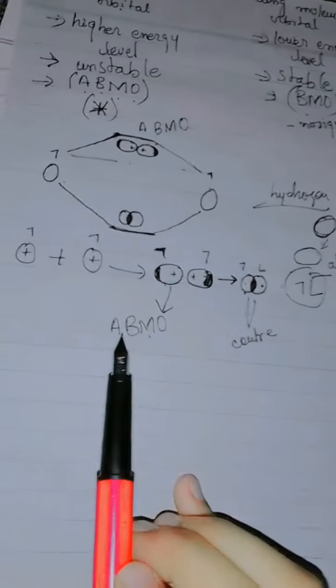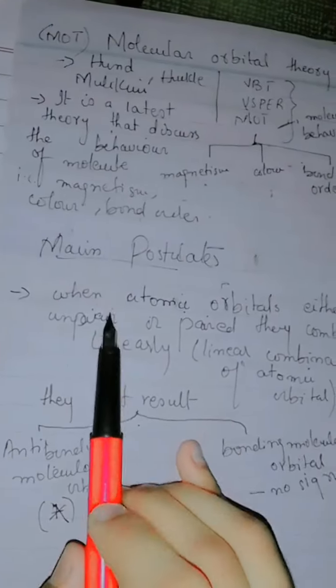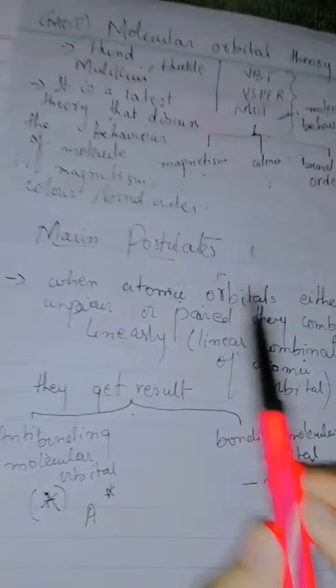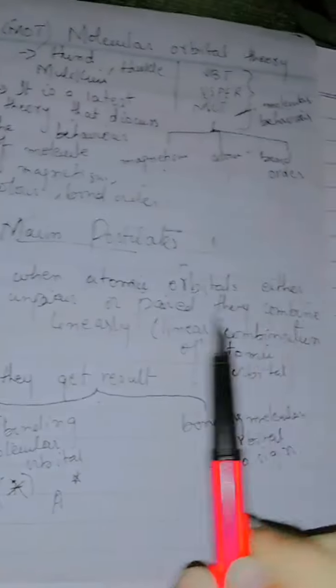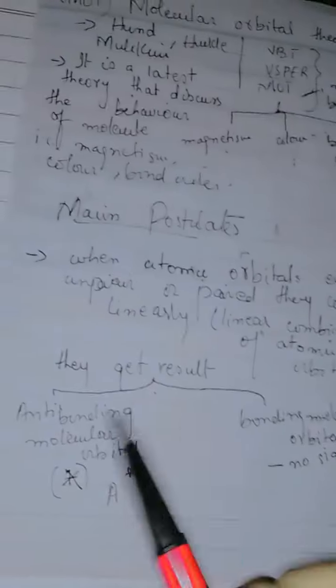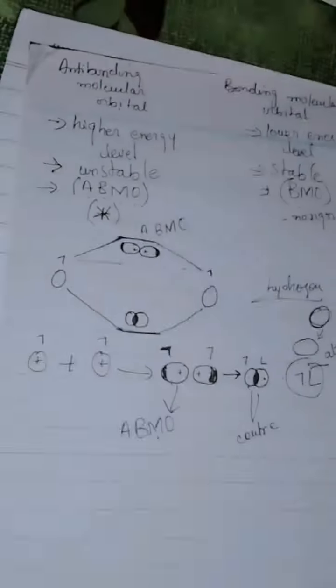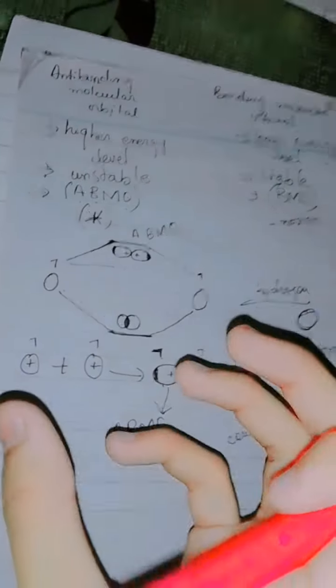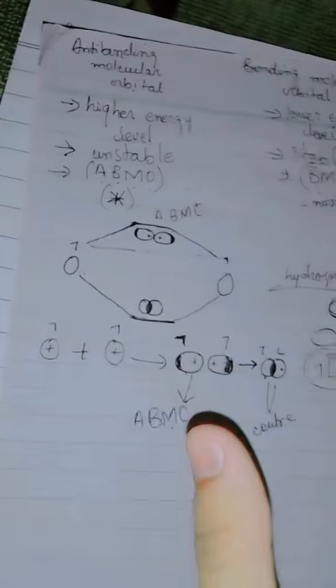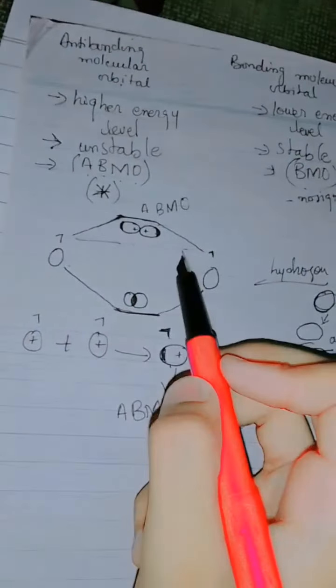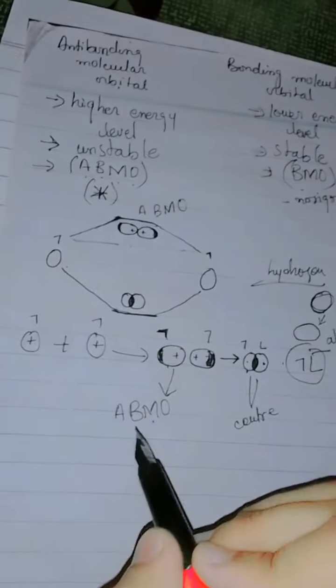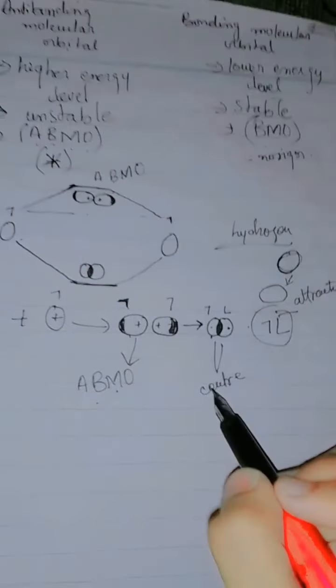So that was the main postulate: when atomic orbitals, either unpaired or paired, combine linearly, they result in anti-bonding and bonding orbitals. According to this structure, there will be two orbitals. When they combine linearly, we get the result of anti-bonding and bonding.